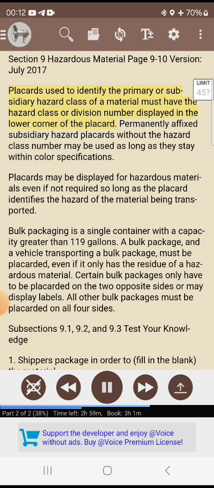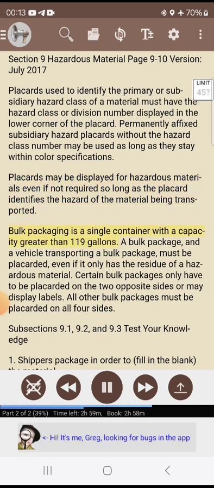Placards used to identify the primary or subsidiary hazard class of a material must have the hazard class or division number displayed in the lower corner of the placard. Permanently affixed subsidiary hazard placards without the hazard class number may be used as long as they stay within color specifications. Placards may be displayed for hazardous materials even if not required, so long as the placard identifies the hazard of the material being transported.